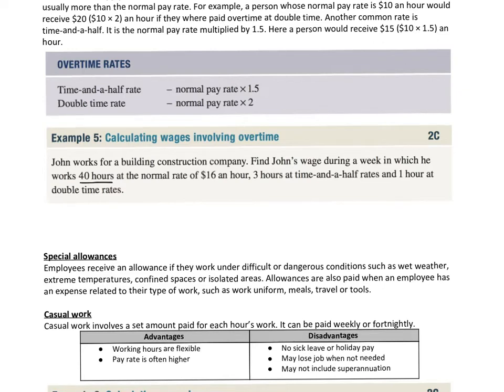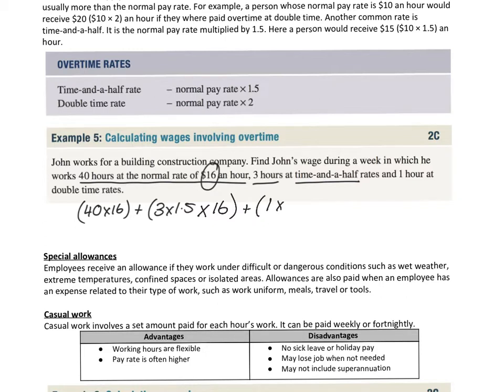So he's doing 40 hours at the normal rate of $16 an hour. So 40 times 16, that's his normal rate. Then you're going to add that to the 3 hours at time and a half rate. So 3 times 1.5, and you still need to use his hourly rate of $16, so multiply that by 16. And then we've got 1 hour at double time, so times it by 2, and the rate is still 16. Because you're multiplying, it doesn't matter what order you're putting the numbers in the brackets. It all comes out the same.